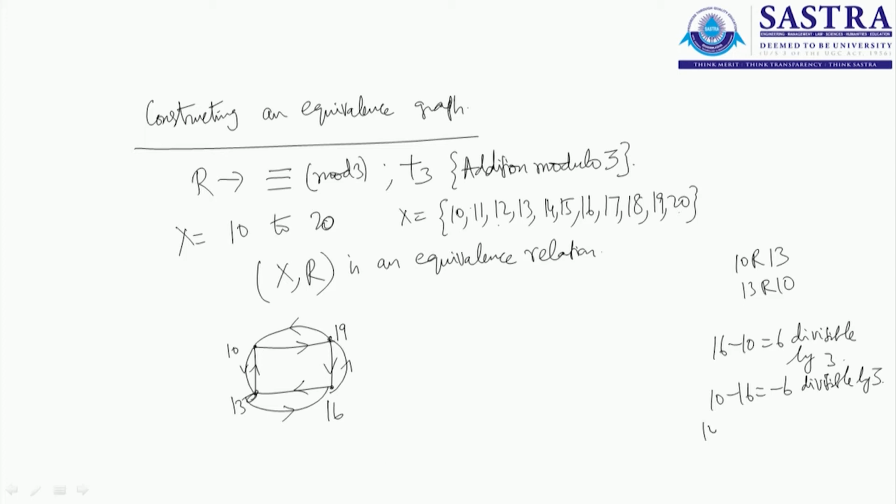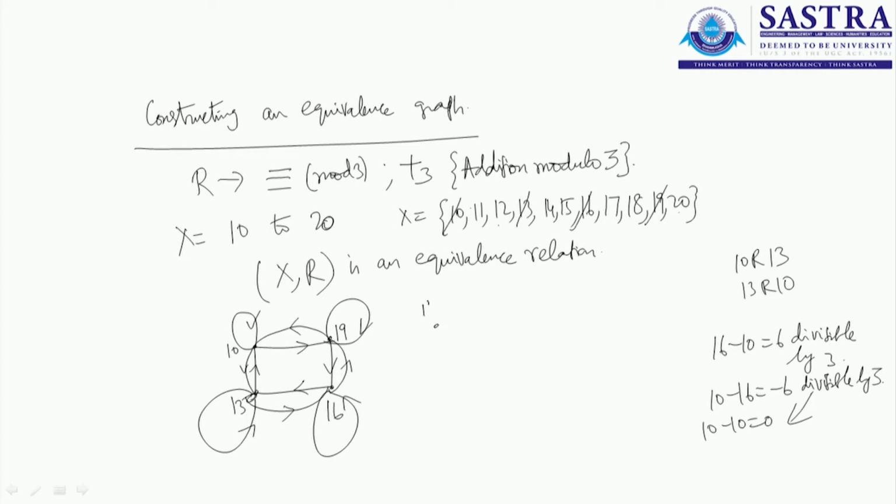Now if you look at this, 10 minus 10 is equal to 0, which is also divisible by 3. So I will have a loop here. Similarly 19 minus 19, 16 minus 16, 13 minus 13, these are all divisible by 3. So I have one part of the graph. Now I can remove 10, 19, 16, and 13.